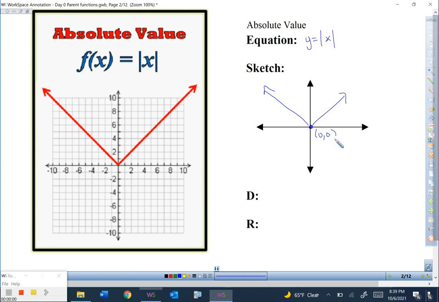Again, we have the point 0, 0, so go ahead and label that on your sketch. Domain left to right, we have all real numbers again, because it's okay to take the absolute value of any number in the world. But when you take the absolute value of any number in the world, all your negatives go away. So lowest number here is 0, that's included, we put a bracket, and then we keep going towards positive infinity.